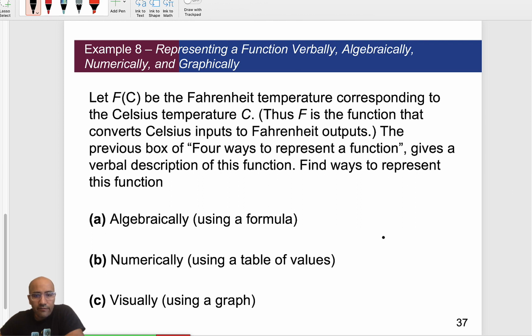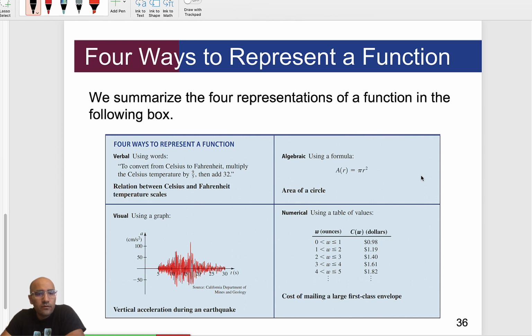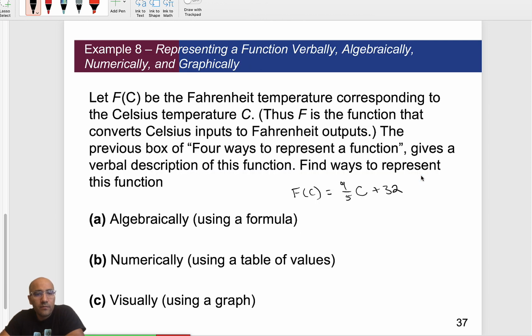So if we have Fahrenheit described as F of C, where C is the Celsius value, well, we're supposed to multiply the input value by 9/5, Celsius, and then add 32. To convert from Celsius to Fahrenheit, so starting at Celsius and leading to Fahrenheit, multiply the Celsius by 9/5. Okay, good. So we have an algebraic formula. Right, easy.